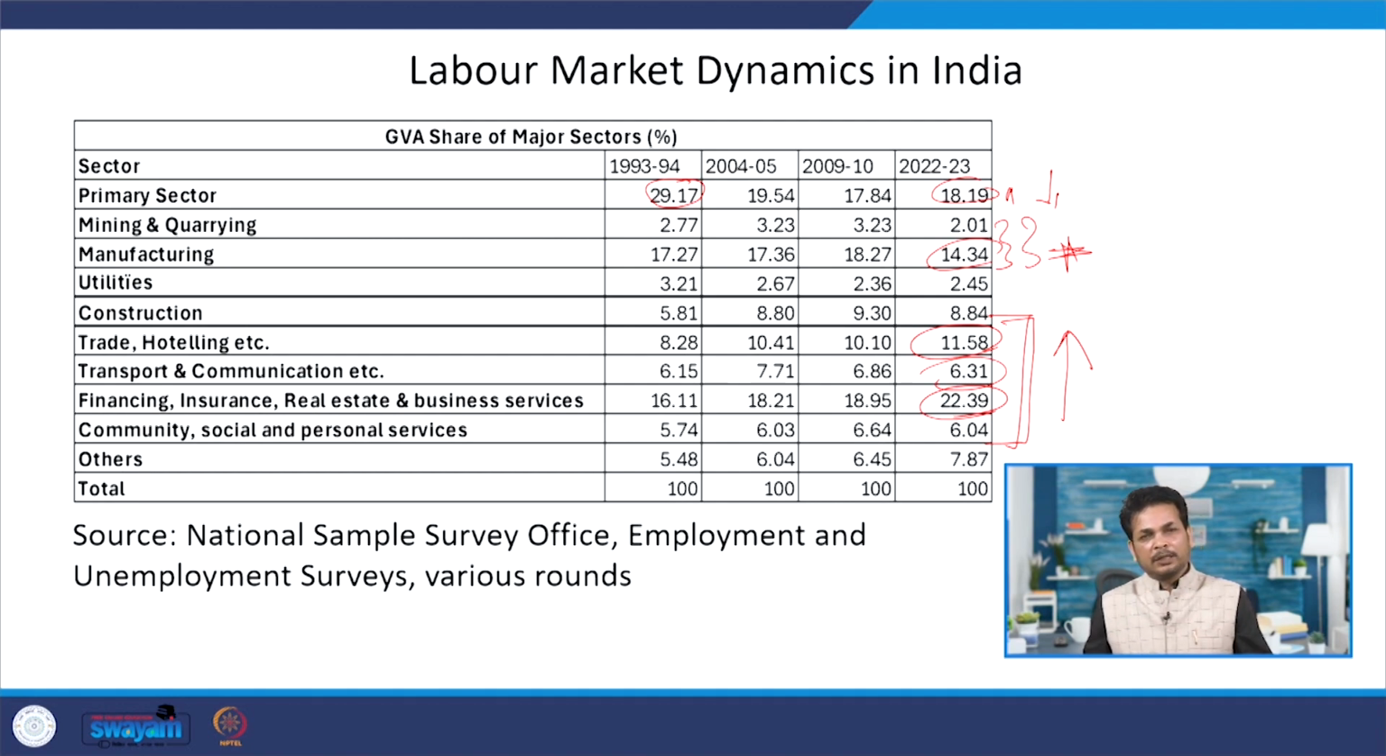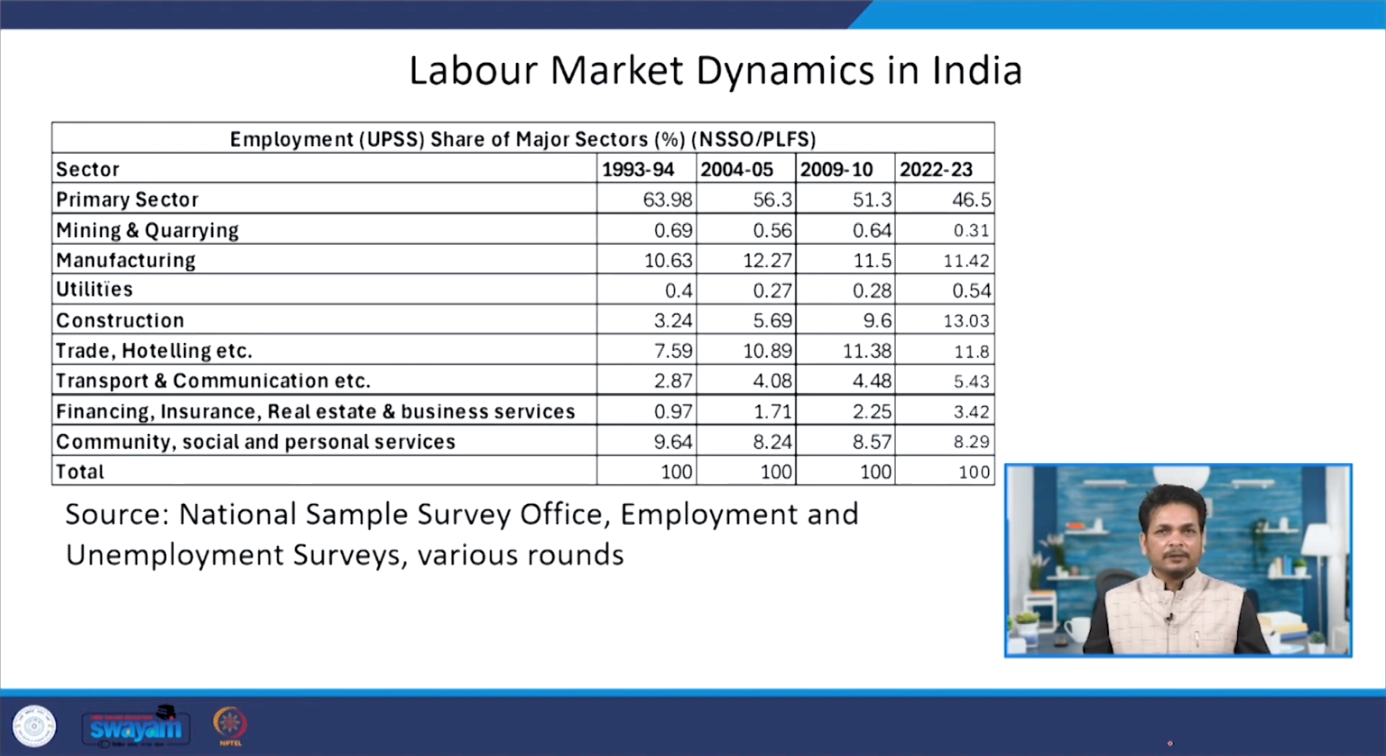So, in the process of development, the structural transformation has happened in the product market; the composition of the share of output has changed. When we look at this through the labor market, you can see how the structural change has happened. In 93-94, 63% of the workforce was employed in the primary sector. It has come down to 46.5% in the 2023 data. Similarly, you can see the other sectors, the service sector and also the manufacturing sector.